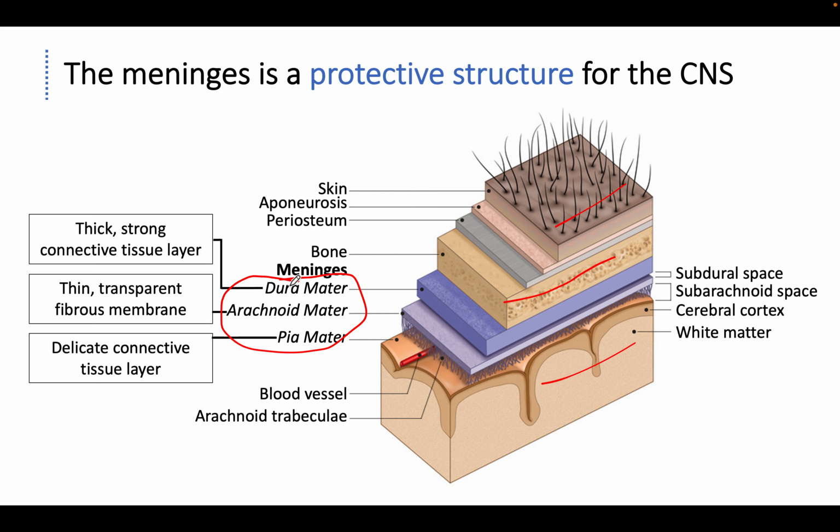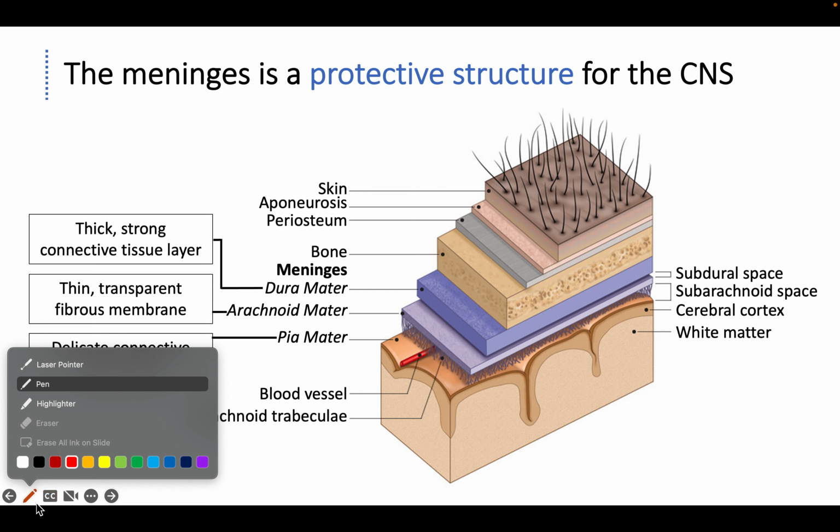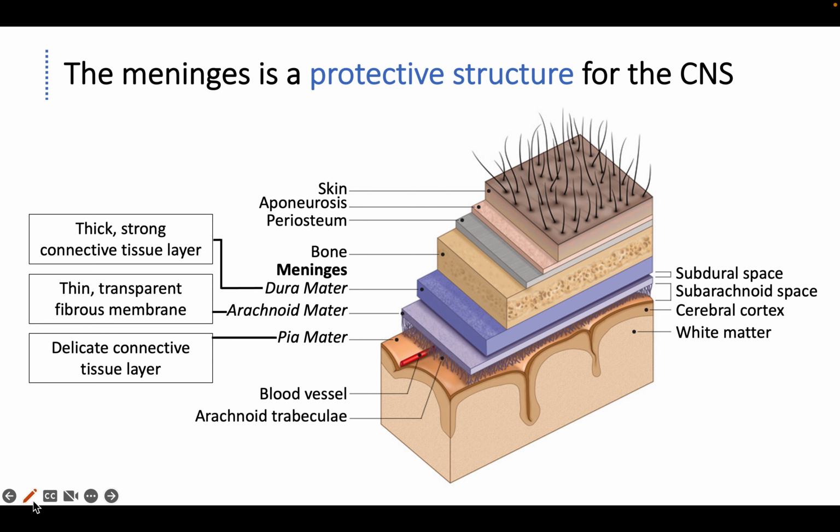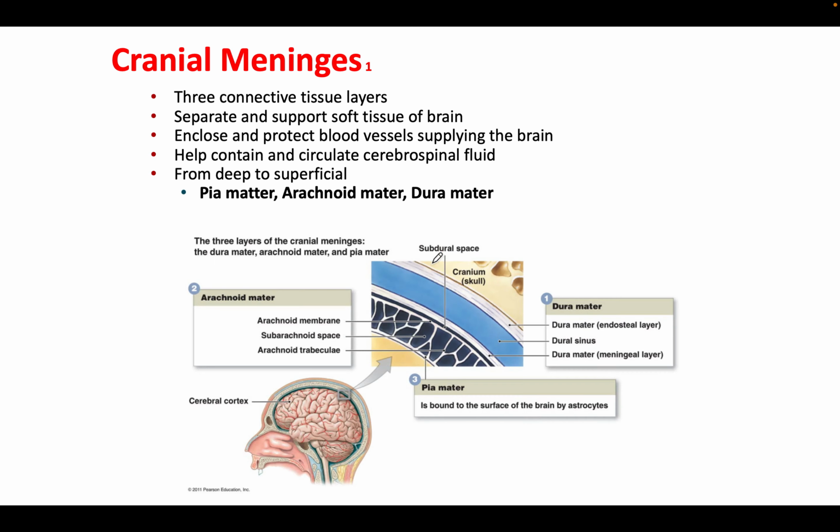And these meninges are connective tissue coverings that surround our brain and also surround our spinal cord, that provide the brain and the spinal cord both with protection. All right. So from deep to superficial, we have the pia mater here, we have the arachnoid mater in the middle, and we have the dura mater more superficially. So we'll talk about these in more detail here.